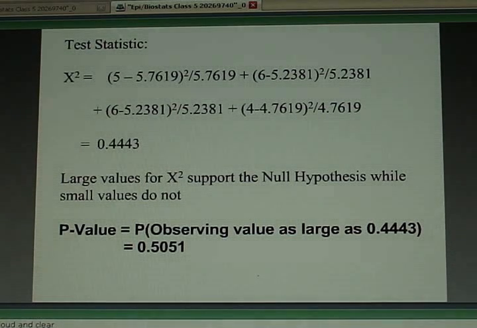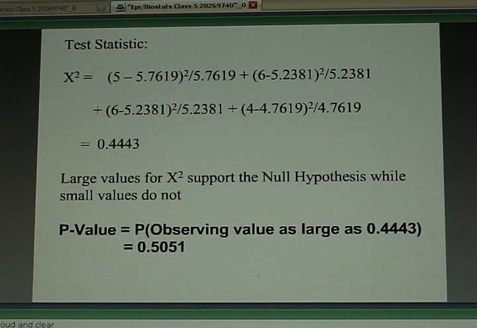Well, it turns out in that table, half of the values, 50.5051, were bigger than 0.4043. So this is a typical value. It occurs, values like this or larger occur half the time. So these data do support the null hypothesis. The p-value is not statistically significant at the 0.05 level, because it's much larger, 0.50.